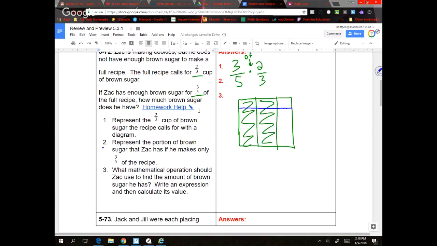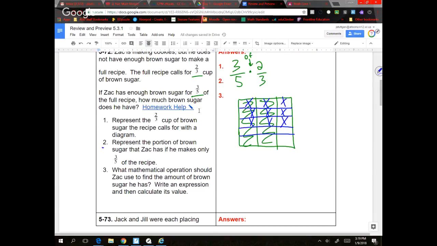Remember, when I show multiplying fractions, I should draw one fraction going horizontal, one going vertical, so they cross and create a grid. There's 1, 2, 3, 4, and I'm just going to put X's through it. I should have 3 shaded in. 1, 2, 3. Okay. Finally, 3 is asking you what operation. We already talked about that. And then what is the answer?